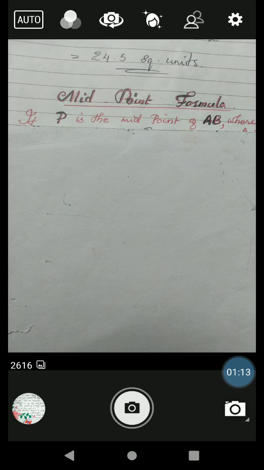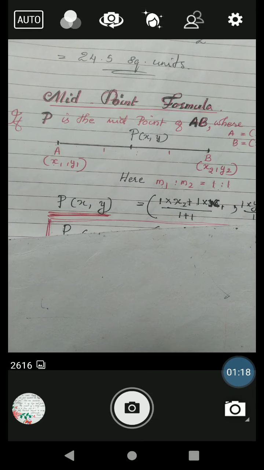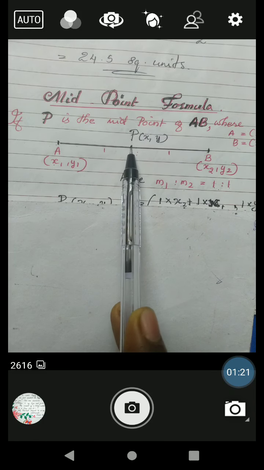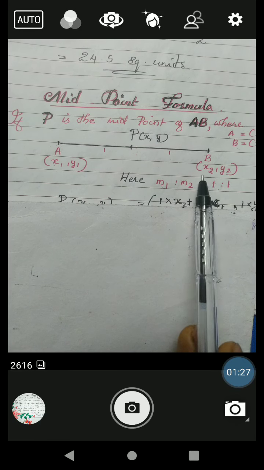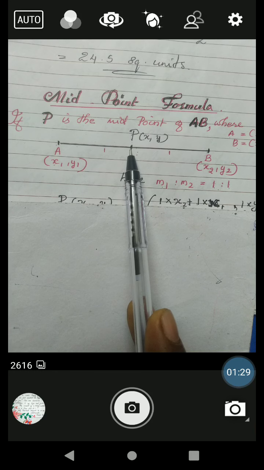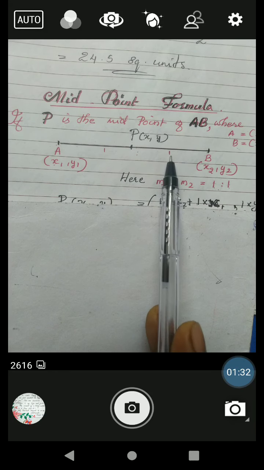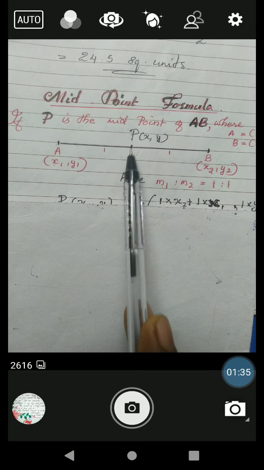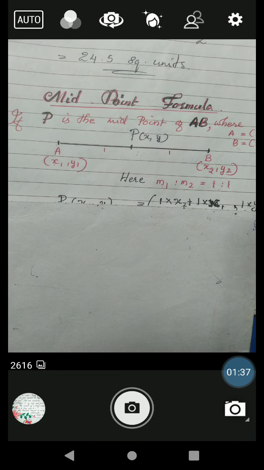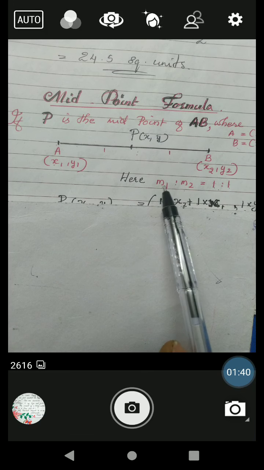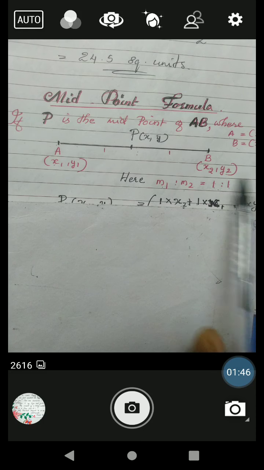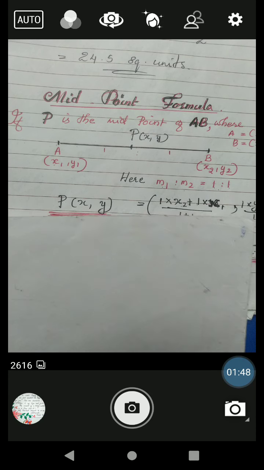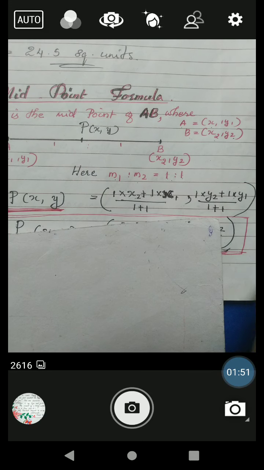With the help of section formula, we can find the midpoint formula. You just look here, you can see a line and P is the midpoint of this line AB. Here A is x1 y1 and B is x2 y2. P divides AB in the ratio 1 is to 1 because P is the midpoint. We can apply the section formula itself, that is m1 is to m2 is here 1 is to 1, and x1 y1 x2 y2 are all given. Just apply the section formula, you will get the midpoint formula.